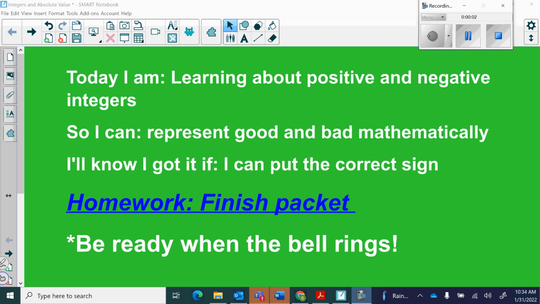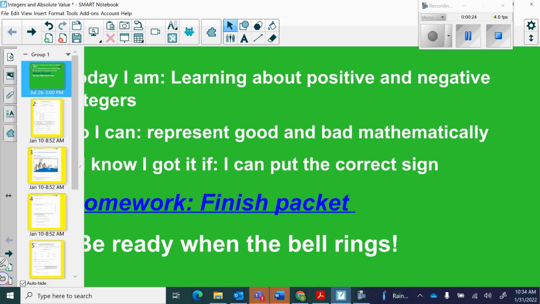Today should be a relatively simple lesson, easy for me to say. All we're going to do is learn about positive and negative integers. Why are we doing this? So you can represent both good and bad things that happen mathematically. You can associate numbers with them. And you'll know you got it if you can put the correct sign in front of the numbers.